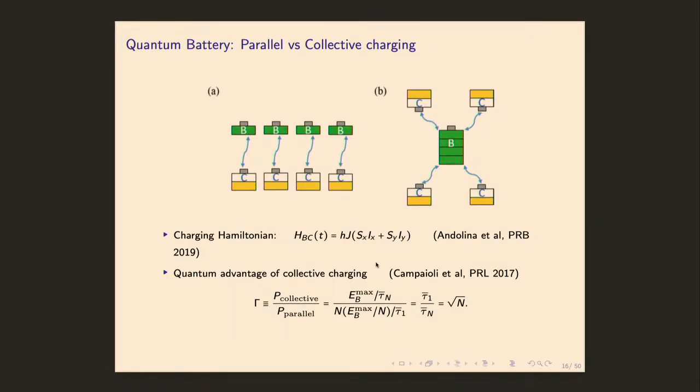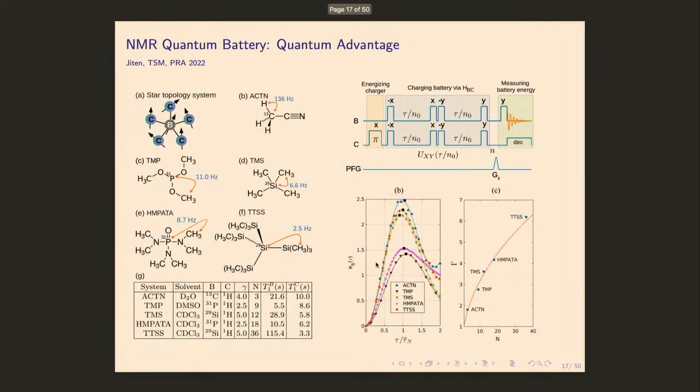So this is the charging efficiency. Charging time is reduced, so charging efficiency is increased, gamma, and that goes as square root of n. Just to understand the star topology: you have 5 spins, they are the chargers, they are all parallel and it's coherent? Yes. So it's like superradiance, I guess.